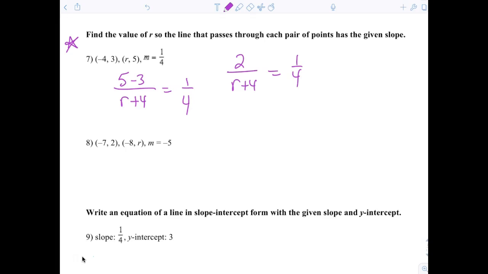Now, some of my kids in the last class said they knew r was 4 without doing any work. I'm okay with that. But really, it's not always going to be that obvious. So you should always learn, when you're solving a proportion, you have to cross multiply. So when you do 1 times r plus 4, it just stays. R plus 4 equals 8. R equals 4. Beautiful. Easy as that. Any questions?